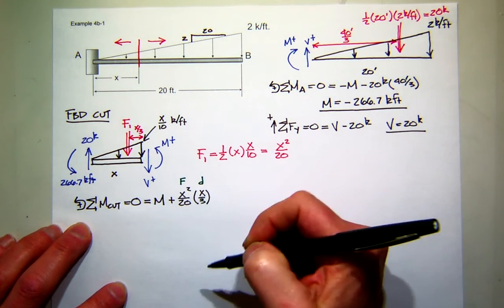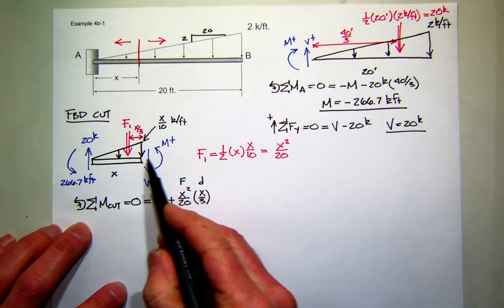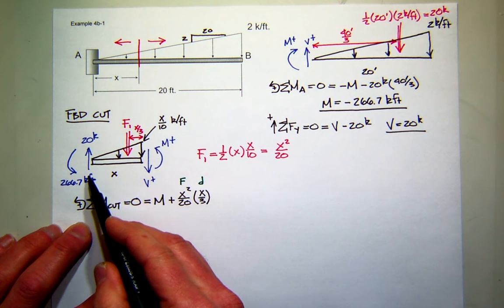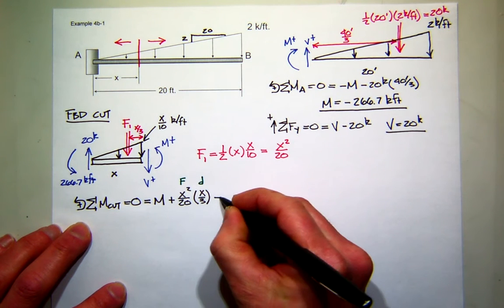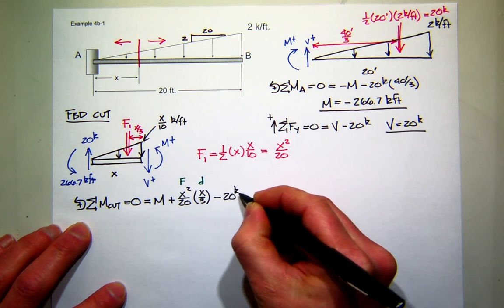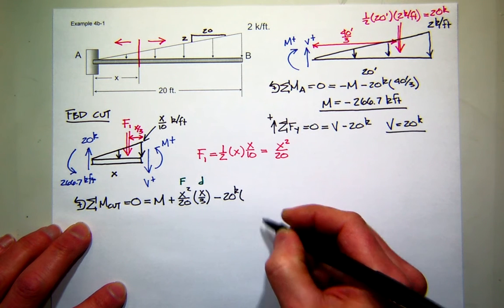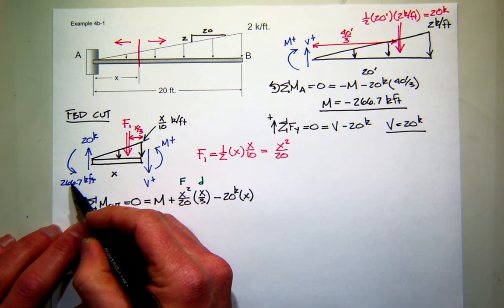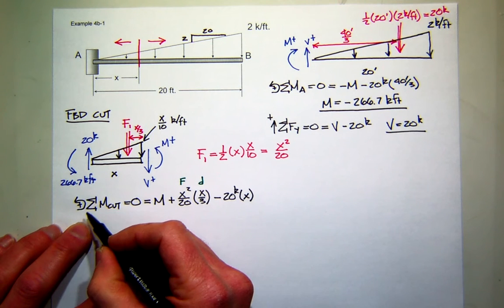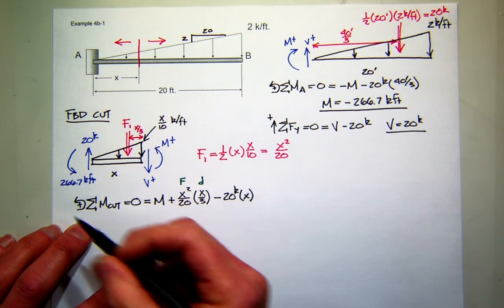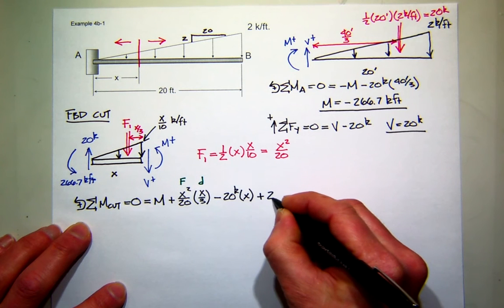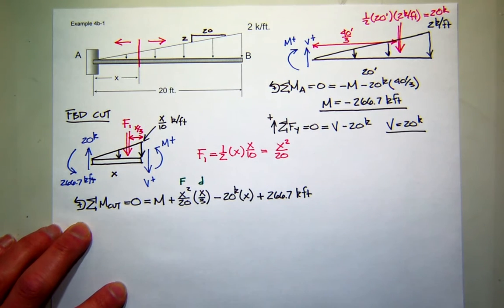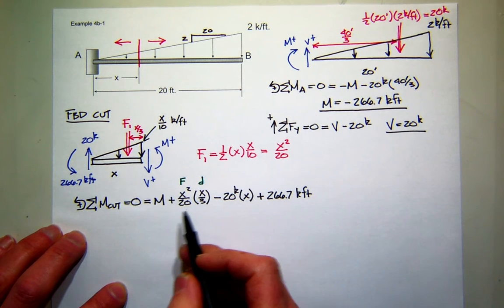force times distance. Now I'll slide over and look at this force, which was up. What kind of moment does that create about the cut? Negative. So that force is 20 kips. And what's its moment arm? X. And then finally I have the reaction moment, which again with this sign convention is positive. You see that? So all I do now is solve for moment.